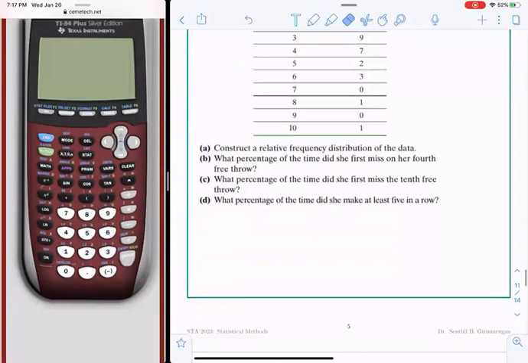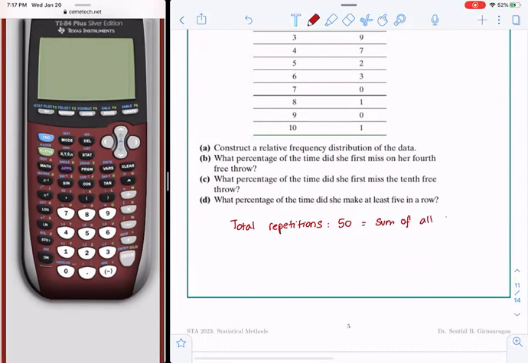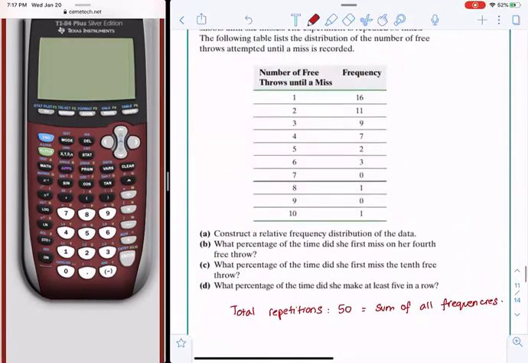So the total that we have, if we add all the frequencies, we will get 50. And we want to know the percent of time... well, I'm sorry, I didn't create the relative frequency distribution. So just do it right here.